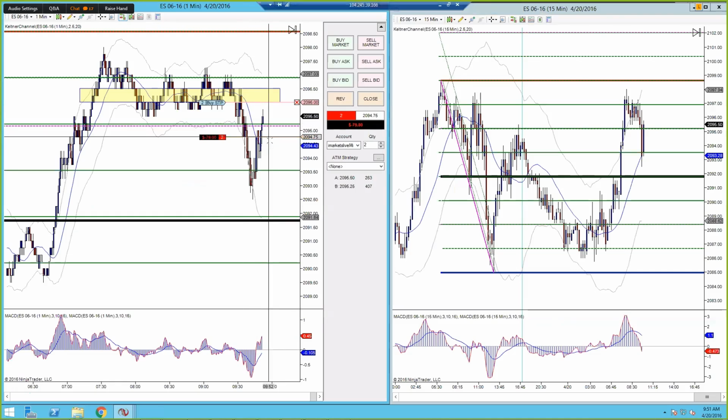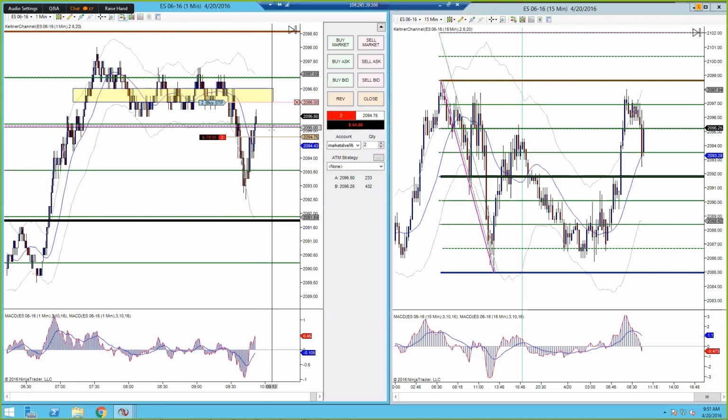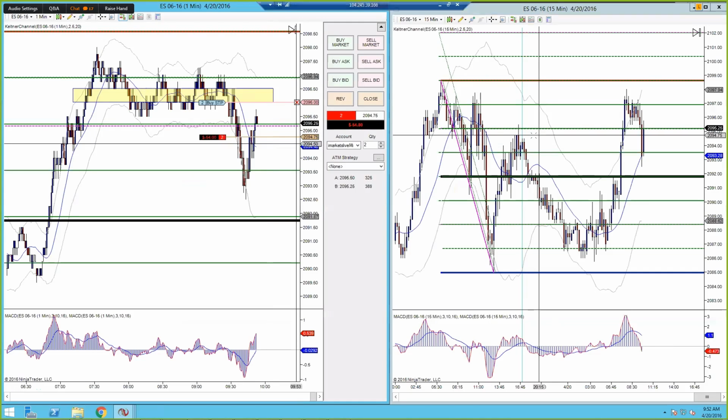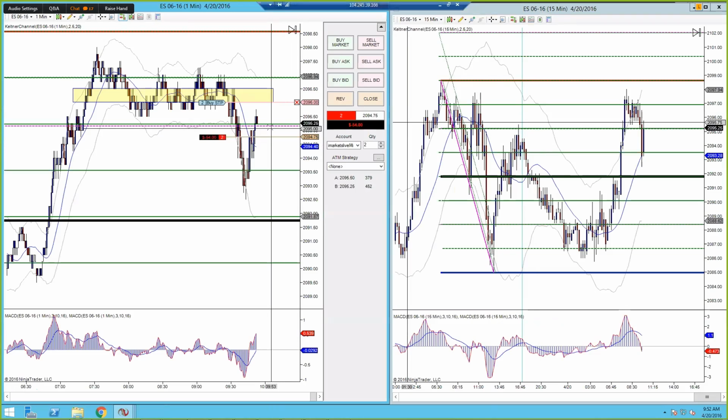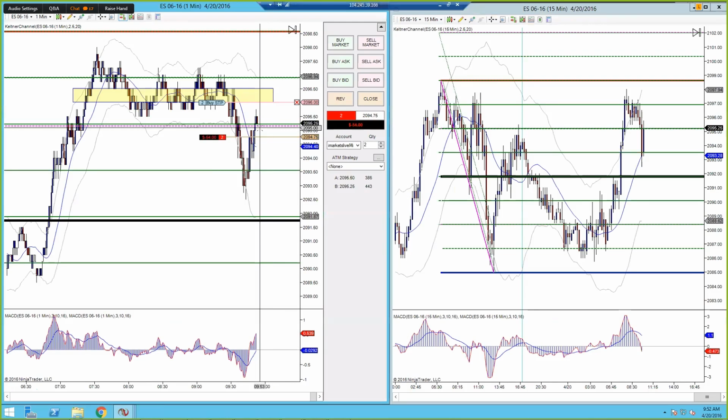Big level here to get back below. If they get back below here, may even become more aggressive to the downside. Let's just watch. It's a big trading range. Let's just see if it comes back below that low, that point.